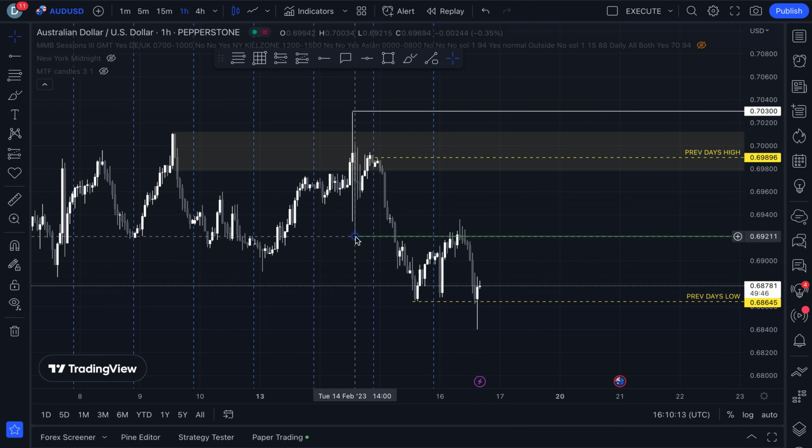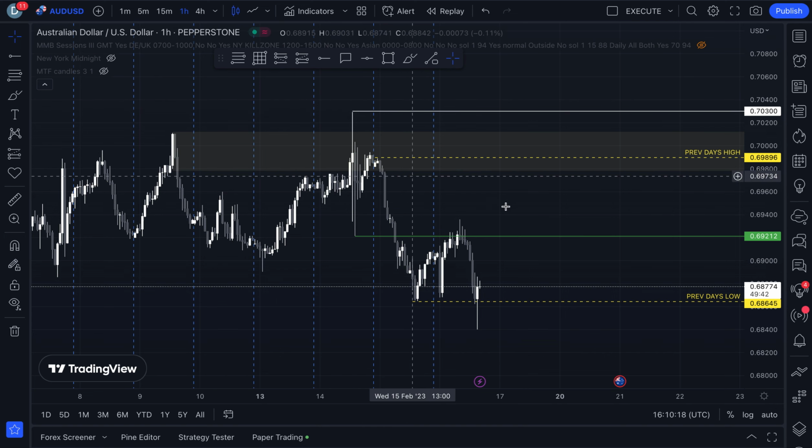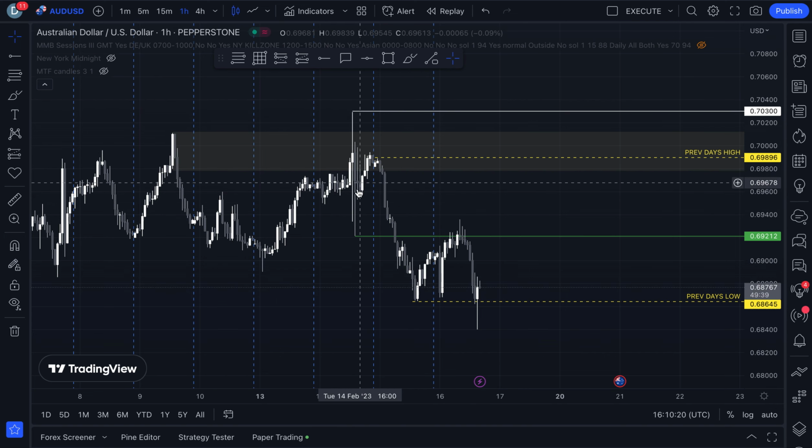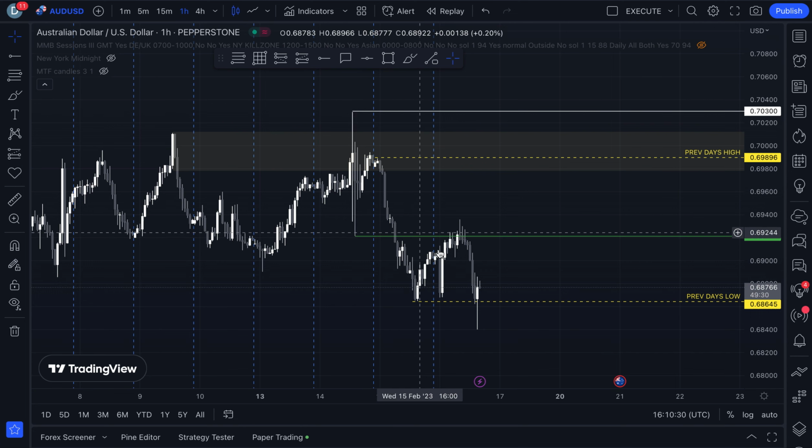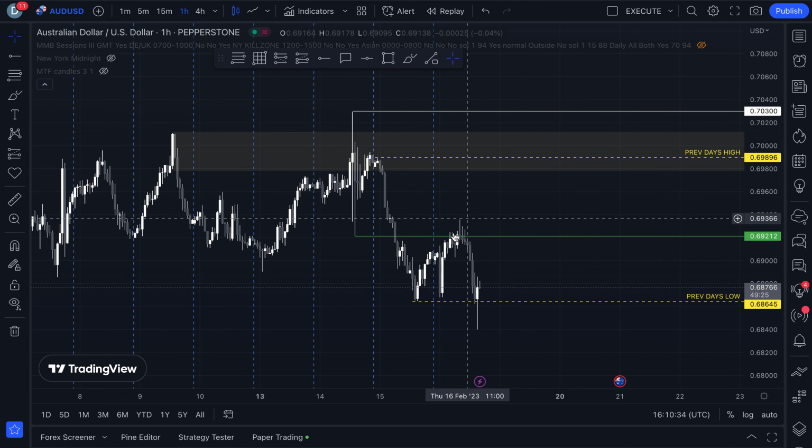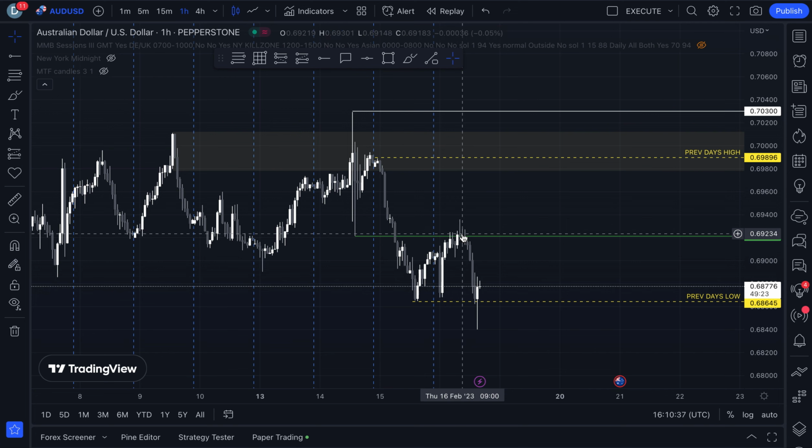The reason why I've marked this level is because it's the level from the past 2 days, and I feel it's important because that was the level that news got up to. Yes, so I just marked it out, and interestingly there was so much reaction from that side. So let's dive in and see how we could have capitalized on a short from this area.